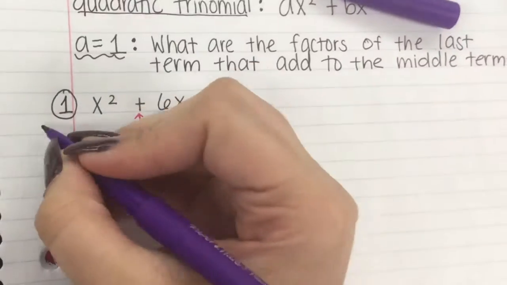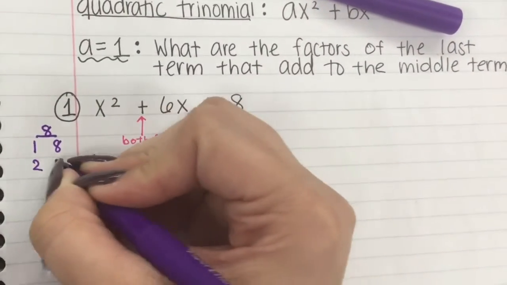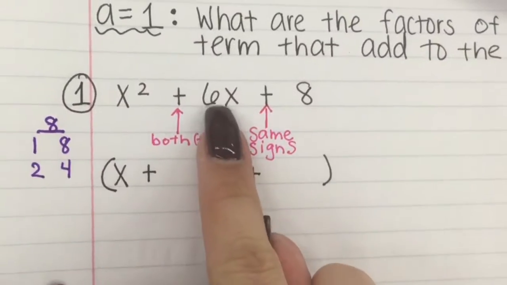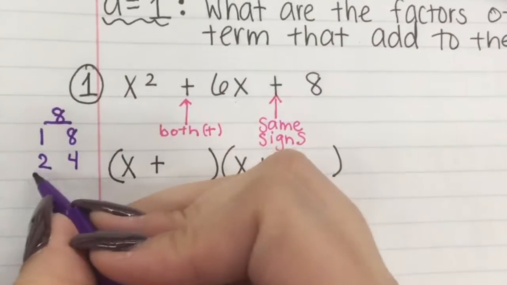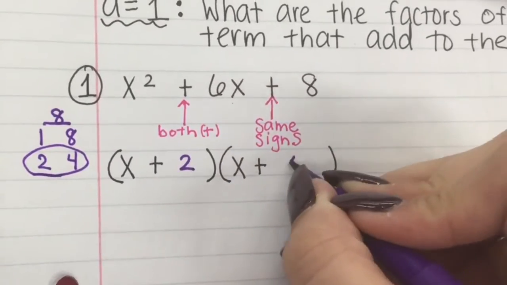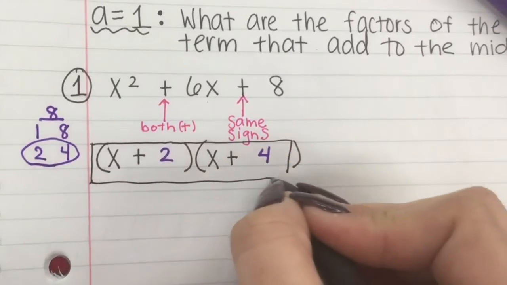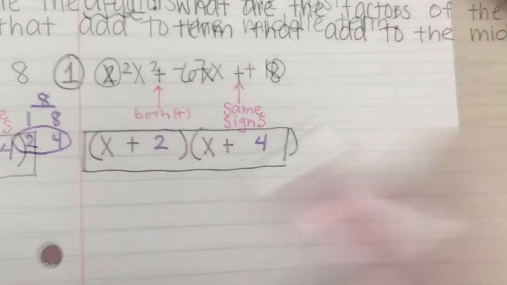I'm going to go ahead and list the factors of my last term, and I'm going to list them all. 1 times 8 and 2 times 4. This is going to help you when those numbers start to get bigger. Here you want to find the two factors that add up to your middle term, and that's it. You factored this quadratic trinomial with an a value of 1.